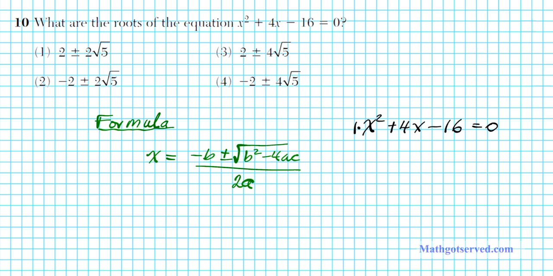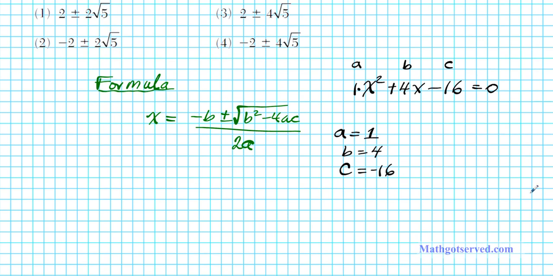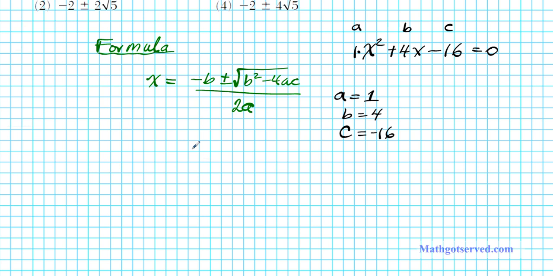The coefficient of the squared variable is a, the coefficient of x is b, and then the constant is c. So we have a situation where a is equal to 1, b is equal to 4, and c is equal to negative 16. Pay close attention to your negative integer values because that's where students make a lot of mistakes, okay? Now let's plug it into our quadratic formula.